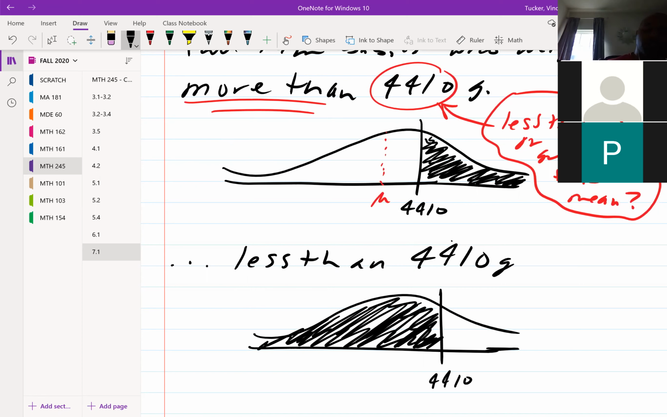So you'll see that more prevalent in the next section, we're going to have keywords and key phrases that's going to dictate whether we shade to the right or to the left. Less than, or anything that suggests less than, like below, colder, under. Phrases like that means less than or lower than. More than, greater than, hotter than, higher than, taller than. Anything that suggests more than, we're going to shade to the right.